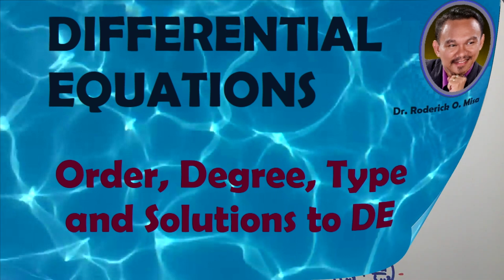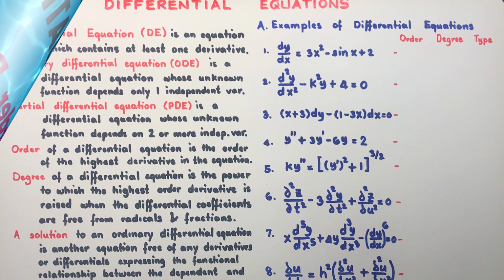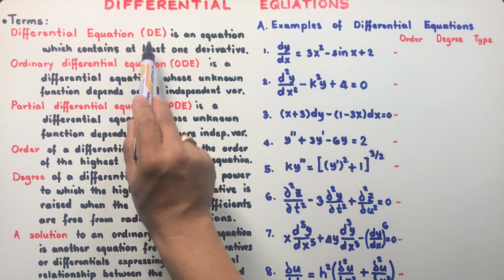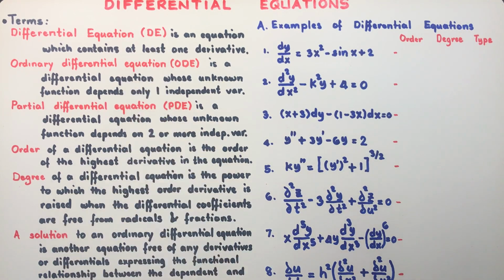In this video, I will be discussing another branch of mathematics called differential equations. So what is a differential equation? A differential equation, which is in short called DE, is an equation which contains at least one derivative in its equation. And actually, there are two types of differential equations: the ordinary differential equation and the partial differential equation.